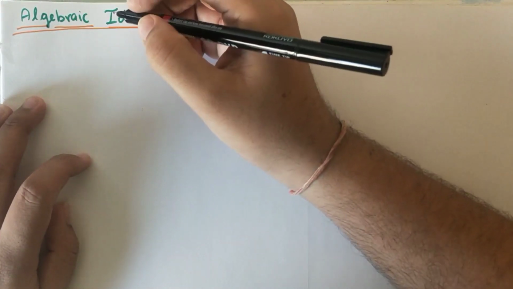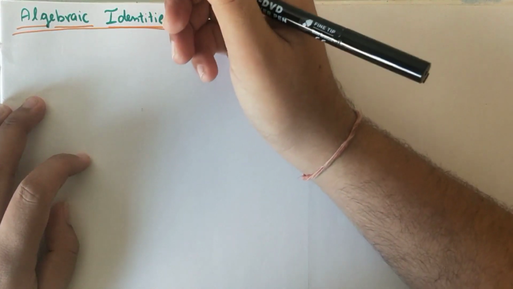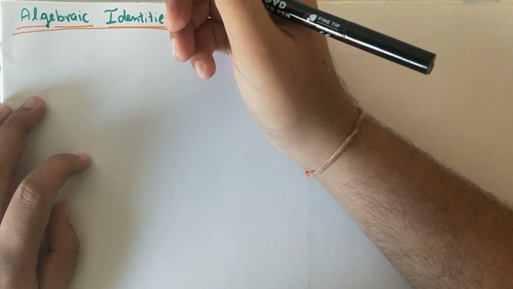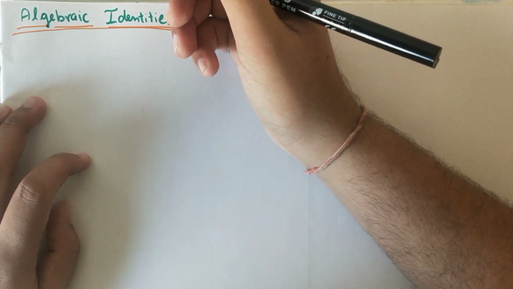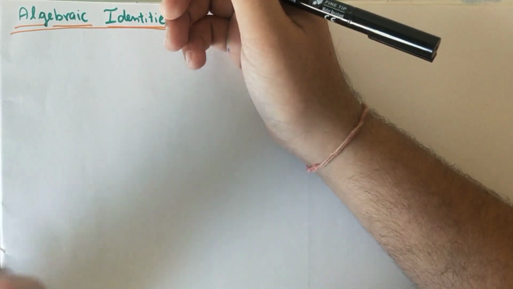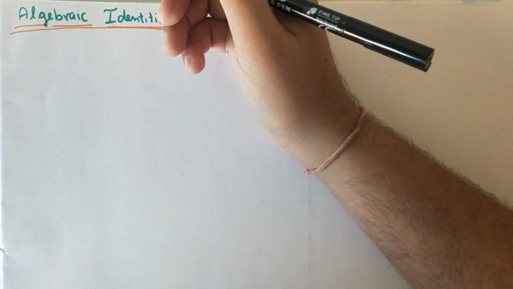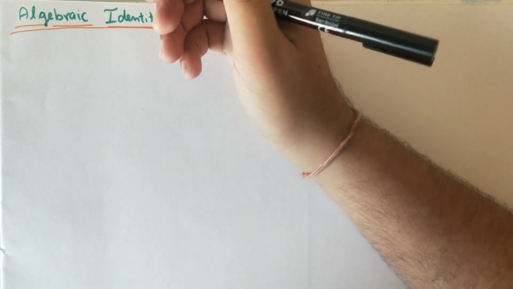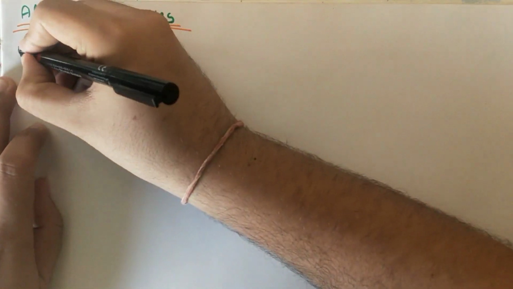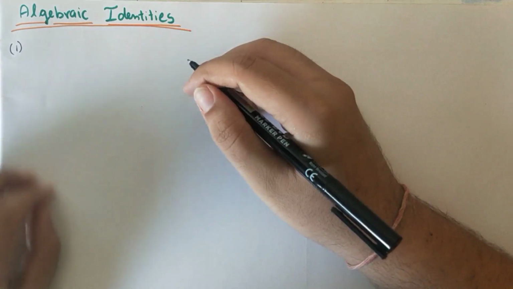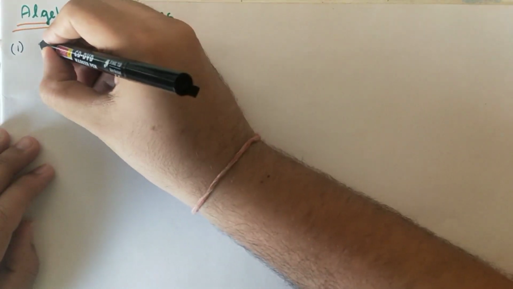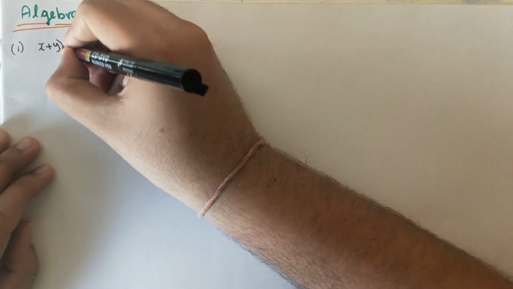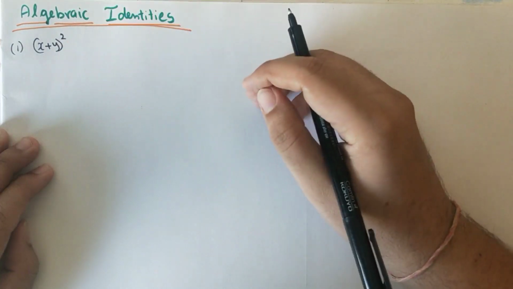Now the alphabets, the variables which we use may differ. In some books it would be A and B, and in some books it would be X and Y. For me, more convenient is X and Y. So my first identity is X plus Y the whole square.